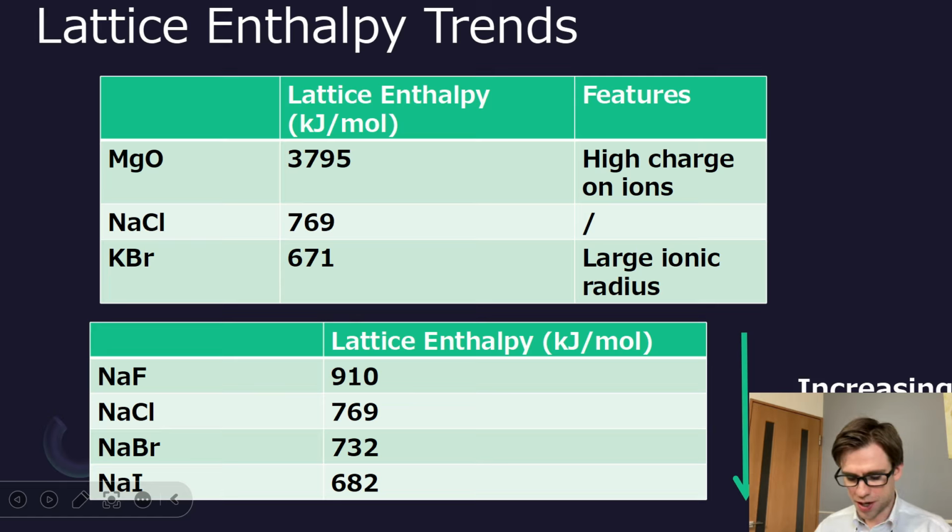We can then compare NaCl to KBr. NaCl has a higher lattice enthalpy, not by a whole lot, but about 100 kilojoules per mole. That's not negligible. There's something going on there. The way that we explain this is because K and Br have larger ionic radii. So the distance between the centers of those ions is going to be larger than in NaCl. In the equation on the previous slide, that means R is larger, that means the force is weaker, and the energy required to separate them is less.